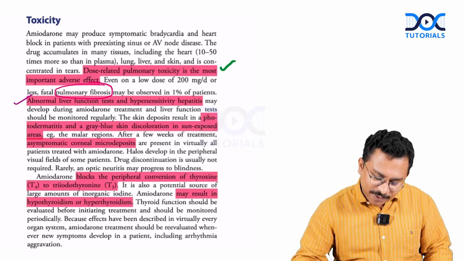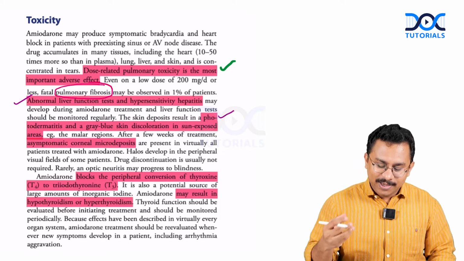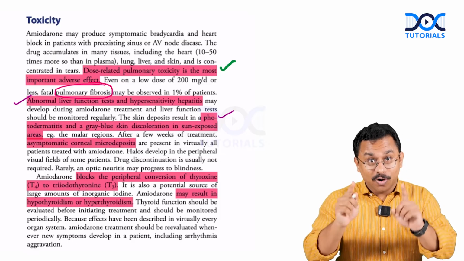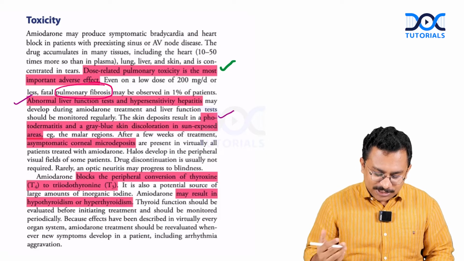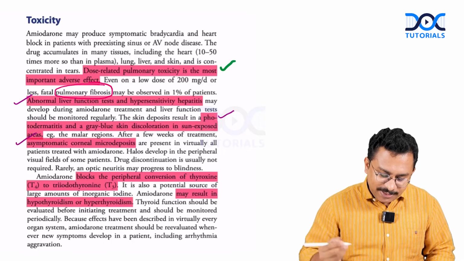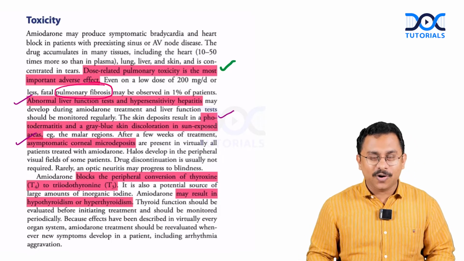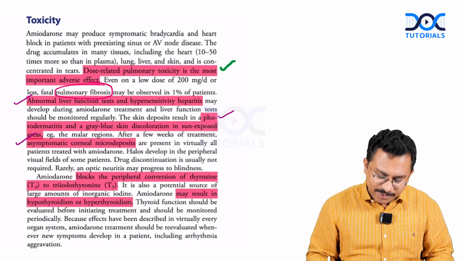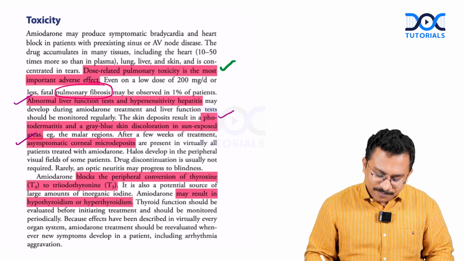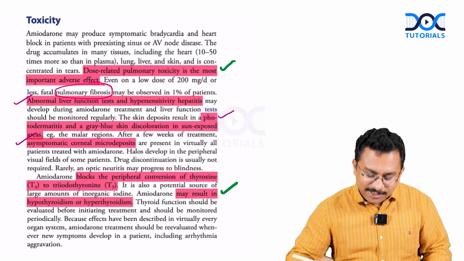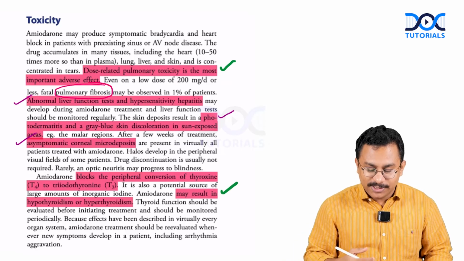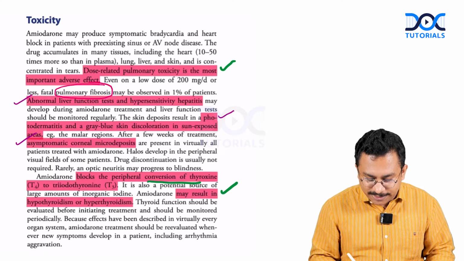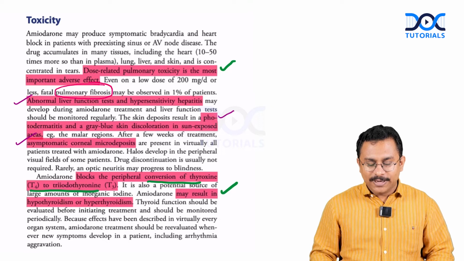You can also have photodermatitis and a gray-blue skin discoloration in the sun-exposed areas, which is also a previous question that was asked. Asymptomatic corneal microdeposits can occur, okay, which are seen in many patients being treated with amiodarone. Amiodarone can also result in thyroid problems, either hypothyroidism or hyperthyroidism. It can block the peripheral conversion of thyroxine T4 to T3 as well.